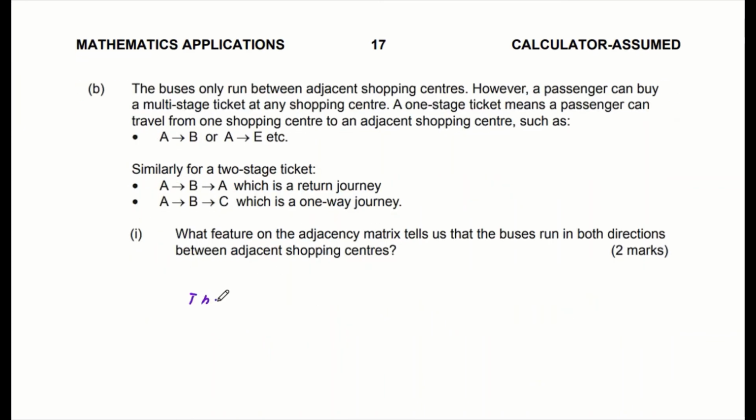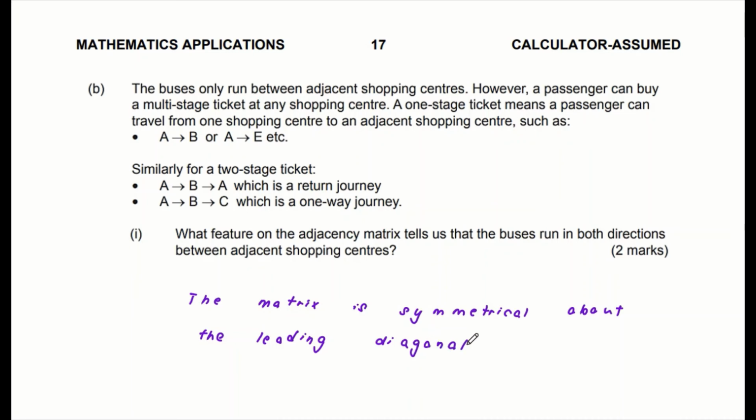So the 2 marks here. Make sure that you are writing down the word symmetrical. Then after that, the second thing is you are referring to the symmetry at the leading diagonal. Okay, so the matrix is symmetrical about the leading diagonal. Alright, so that's part 1. Okay, then after that, we'll move on to part 2.